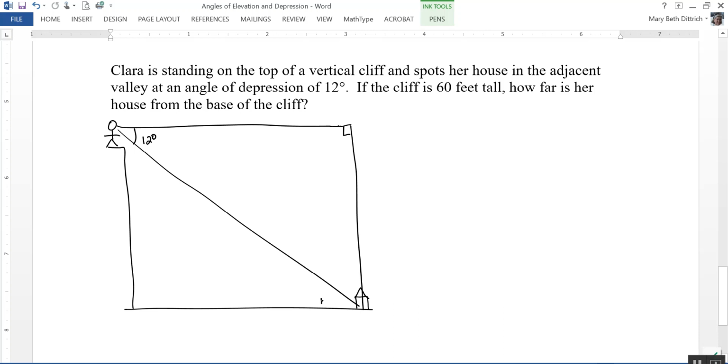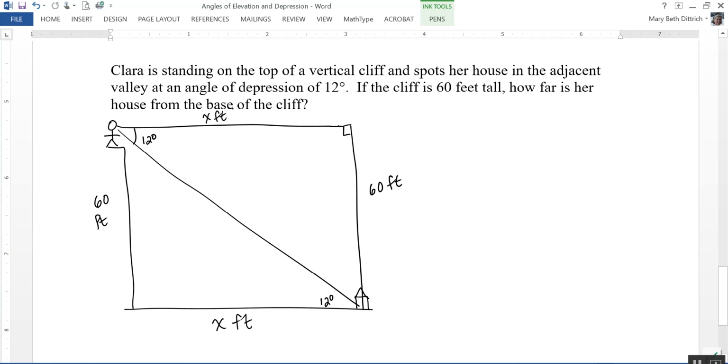So I also know that this angle down here is 12 degrees because if her horizontal line of sight is parallel to the ground, then those are parallel lines cut by this transversal, and those are alternate interior angles. So there's a couple different ways I could do it. I could either work on this triangle up here, or I could work on this triangle down here, knowing that they are congruent triangles. So we said the cliff was 60 feet tall, which is this distance here. It's also this distance here. And we need to know how far is her house from the base of the hill, so that would be this distance here. That would be x feet, but then this is also x feet.